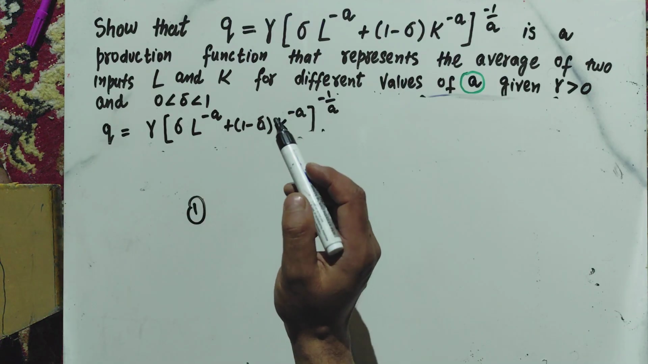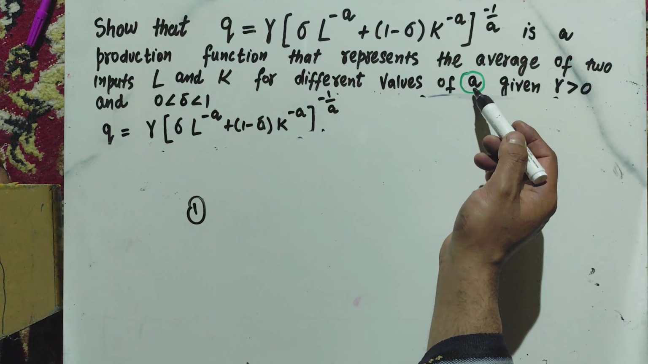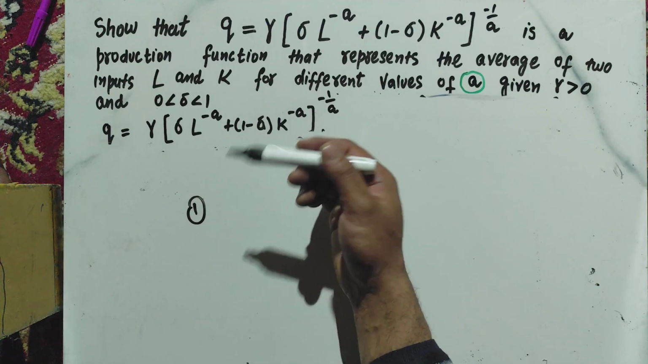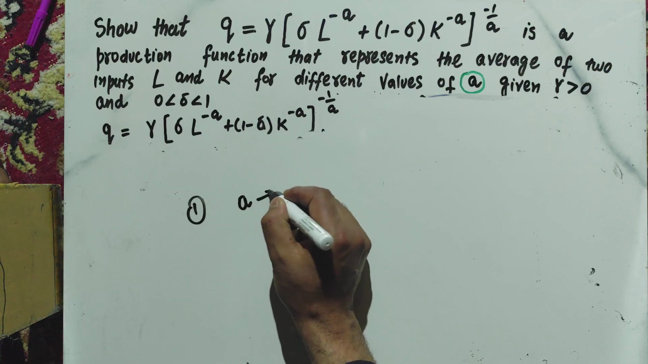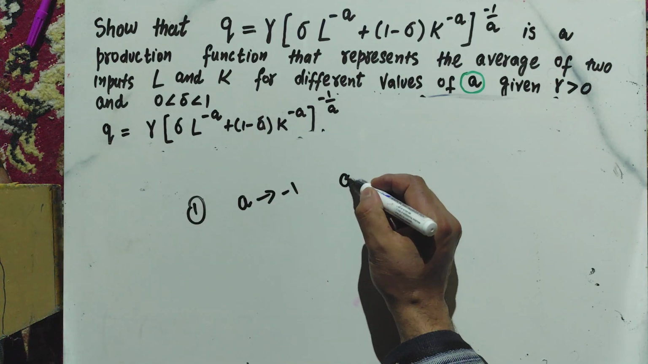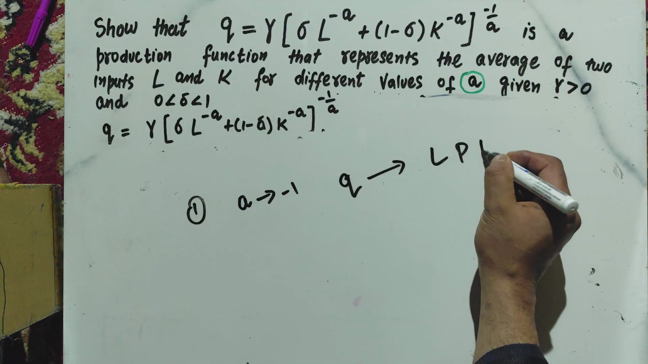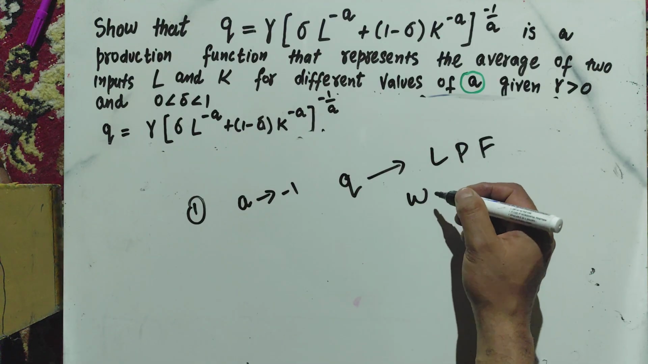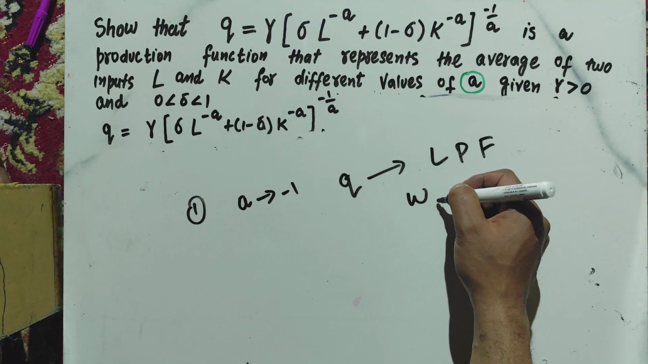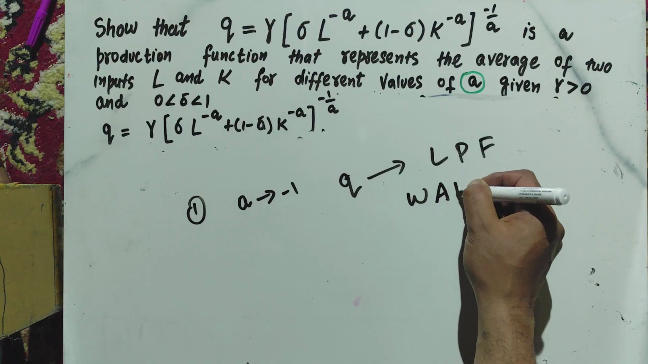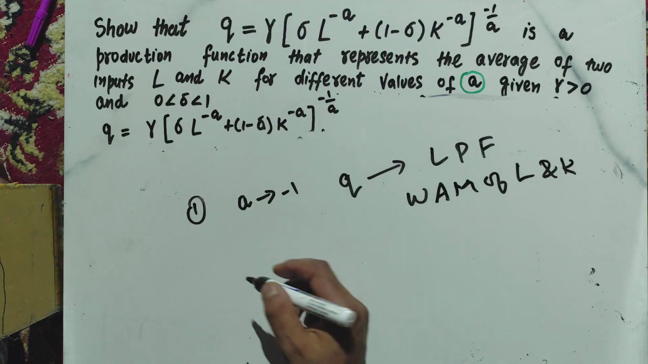Since this is a CES production function, we need to show that for different values of a, this represents different kinds of production functions. In the first case we saw that as a approaches negative 1, this production function became a linear production function, which showed the weighted arithmetic mean of labor and capital. In the first part I have explained it.